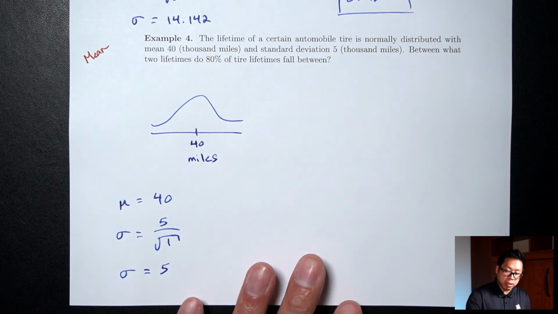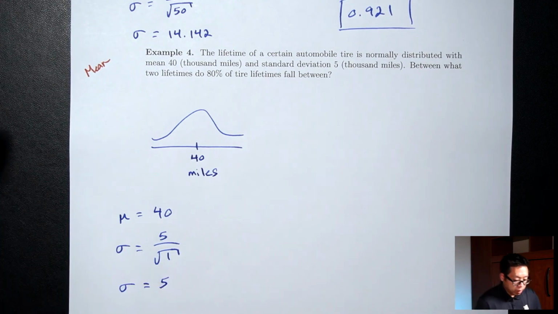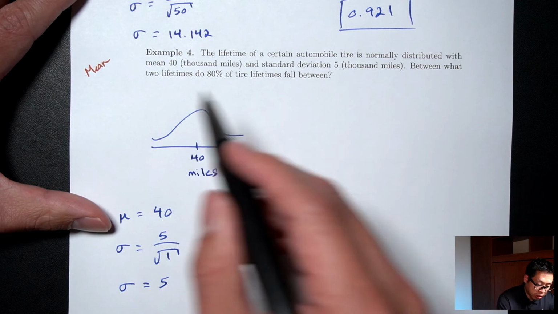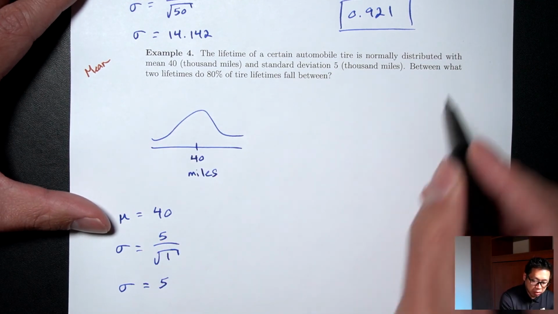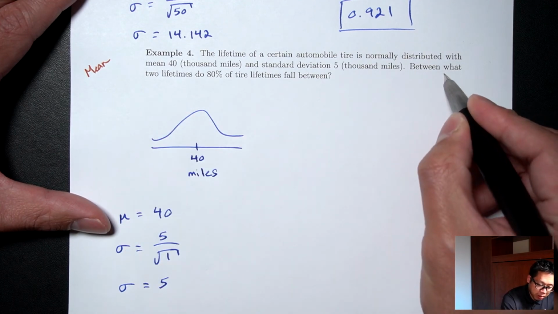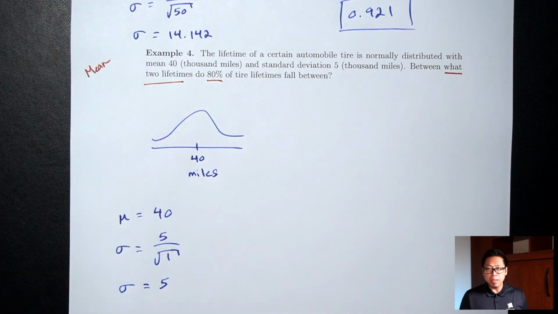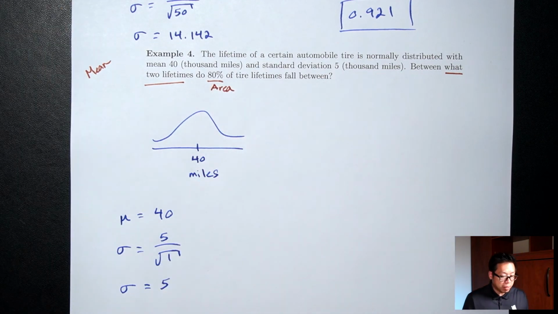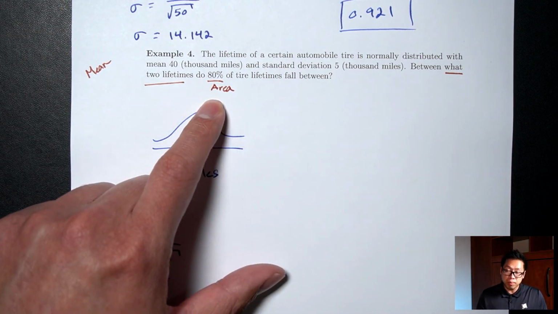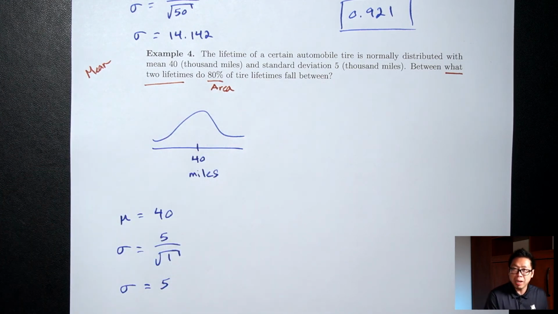Next thing I need to decide is, is this an x to area or an area to x question? So looking at the last sentence, between what two lifetimes do 80% of tire lifetimes fall? So it says what two lifetimes, and I also see this 80%. Percents, one of those p words, that's an area. So one way to think about this is I'm giving you an area to start. Which one starts with an area? It would have to be area to x.